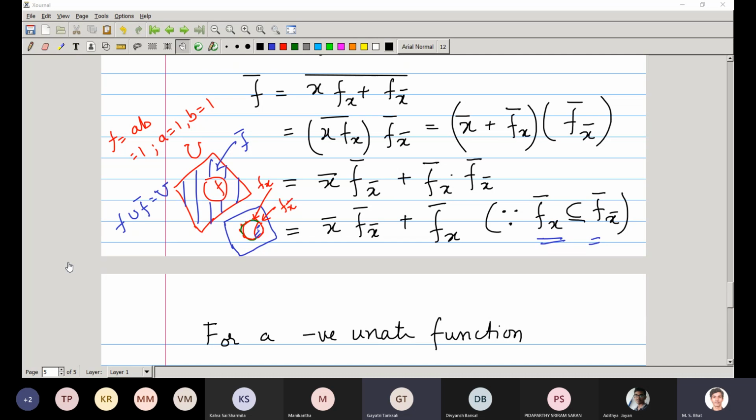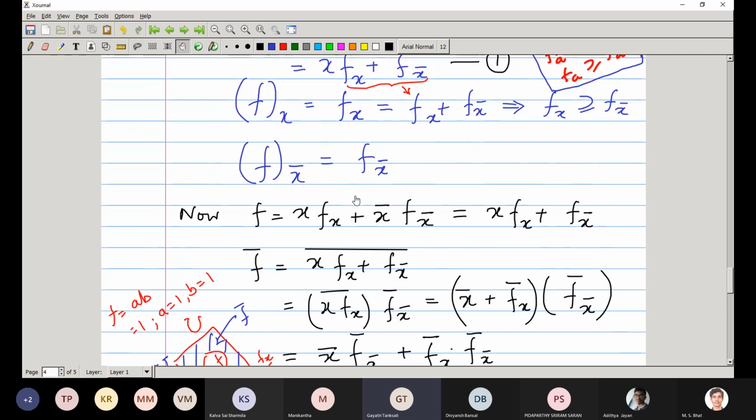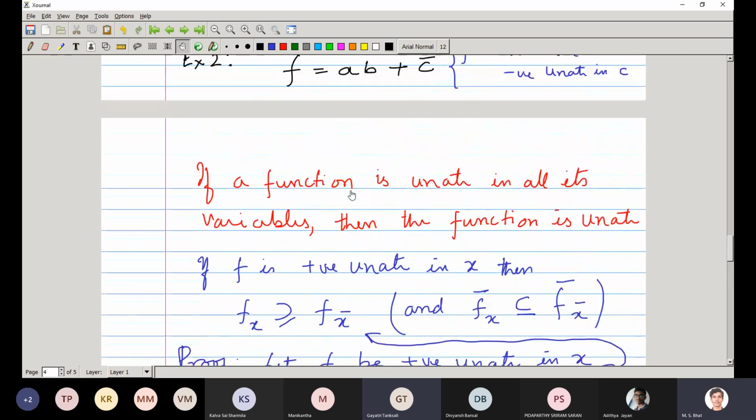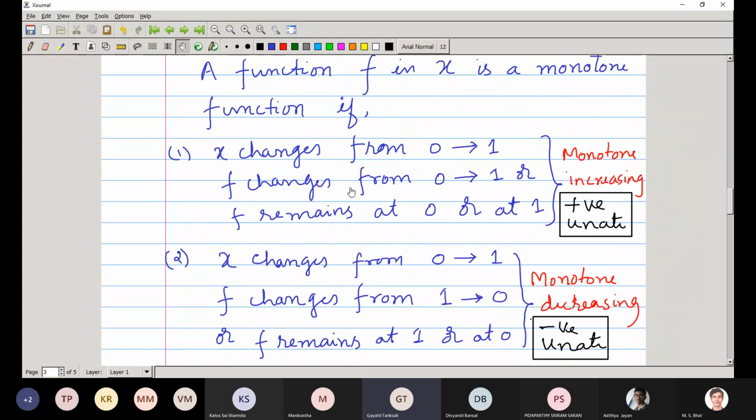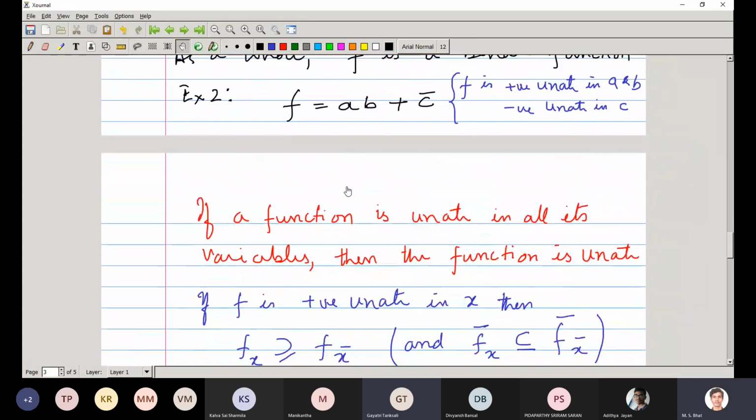Sir, I have a question. Yes. Sir, there's a statement written in the slide above. It says if a function is unit in all its variables, then the function. This one. Yeah. So here, if a function is unit, by that you mean that it should either be positive unit in all its variables, or negative unit in all its variables, right?